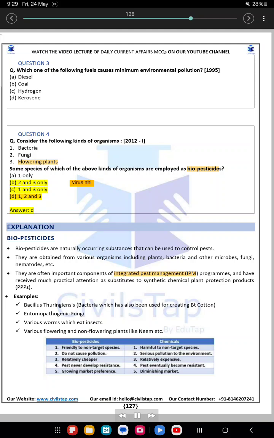A. 1 only. B. 2 and 3 only. C. 1 and 3 only. D. 1, 2 and 3. Answer, D. Explanation. Biopesticide. Biopesticides are naturally occurring substances that can be used to control pests.